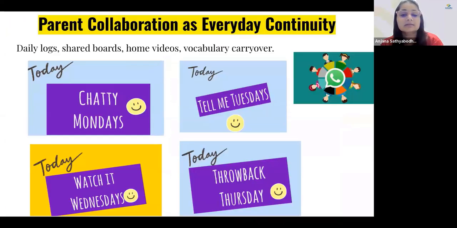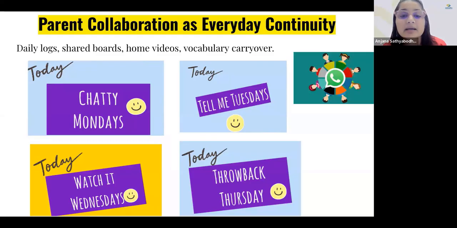So now coming to the last but not the least important member of the team, the parents. Parent collaboration was also something that we took seriously. So we had created a WhatsApp parent group. I think there were 3 parent groups, one for the AAC users in particular. So we had something called Chatty Mondays, Tell Me Tuesdays, Watch It Wednesdays, and Throwback Thursdays. So every day some homework was given, and parents would, by the end of the week, try to complete it and share it in the group.